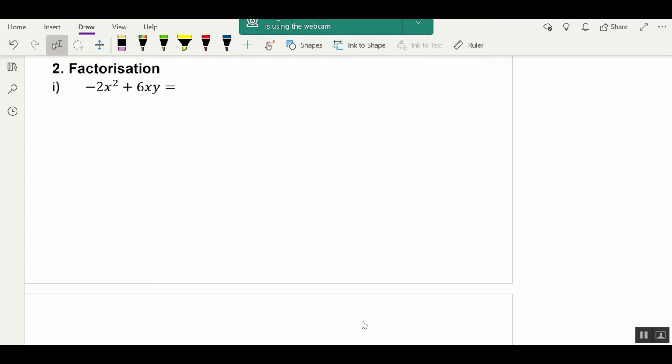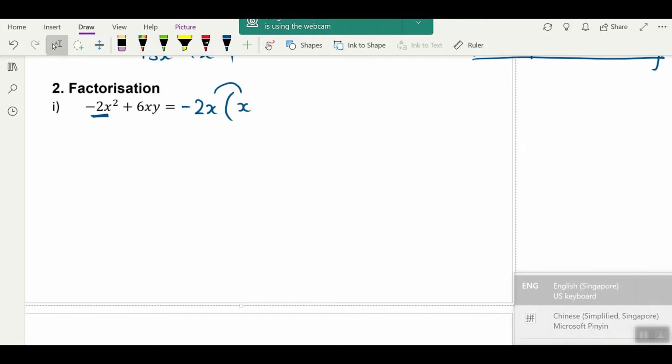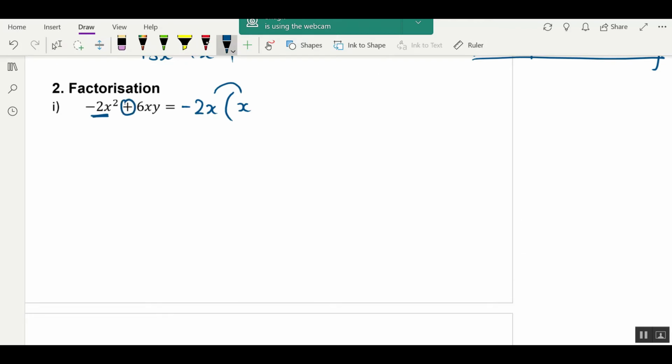Okay, so in this part, you have minus 2x squared plus 6xy. If we take out a negative 2x here, the term that is remaining inside is x, because this multiplied by this must give you this. If you understand factorization as the opposite of expansion, then it's easier for you to do. Now when we have the negative on the outside and this was a plus, this will become a minus. This is the important part that you have to be careful about.